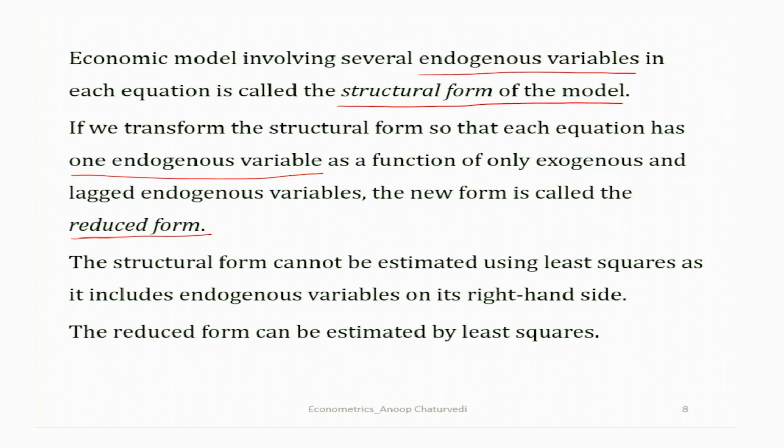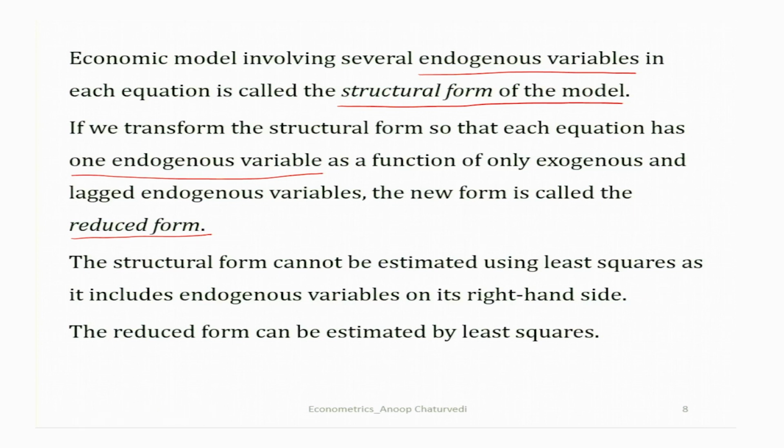Then the problem with directly estimating the structural form is that it has some of the endogenous variables also as explanatory variables, or the structural form cannot be estimated using least square procedure as it includes endogenous variables on its right hand side. And then these endogenous variables which are used as explanatory variables, or which are towards the right hand side of the equation, may be correlated with the disturbance term.